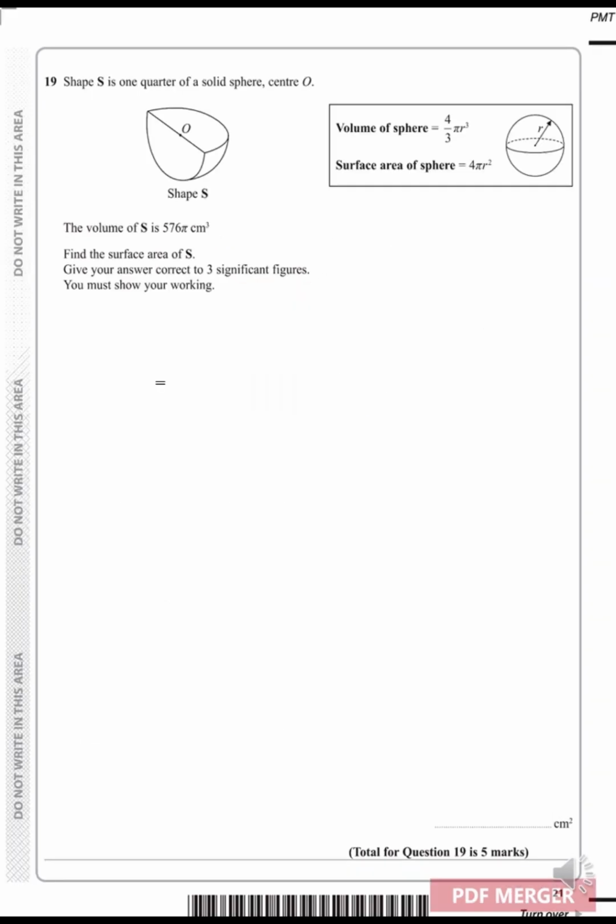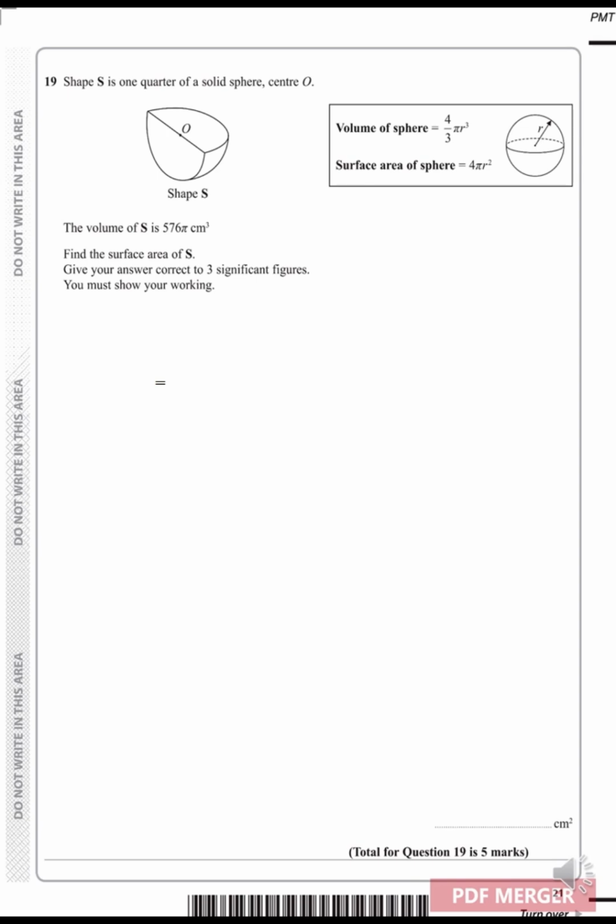Shape S is 1/4 of a solid sphere, center O. The volume of S is 576π cm³. Find the surface area of S. Give your answer correct to three significant figures. You must show your working.